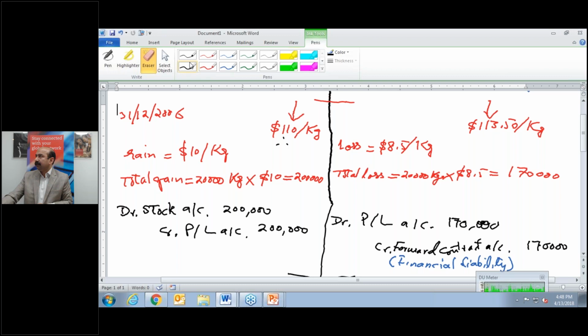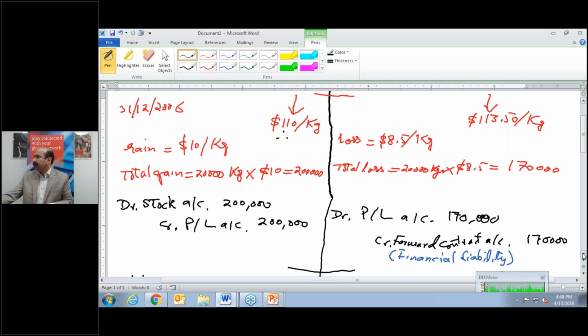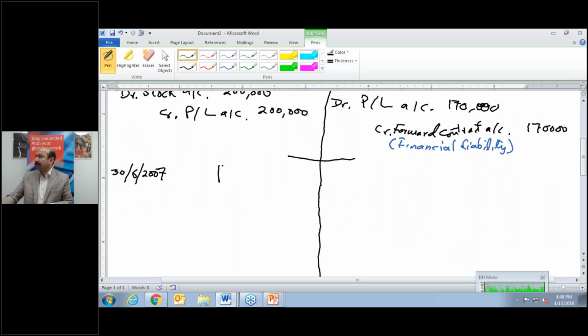Can you see all this material very clearly? Yes. Okay, there's no problem in seeing this material.